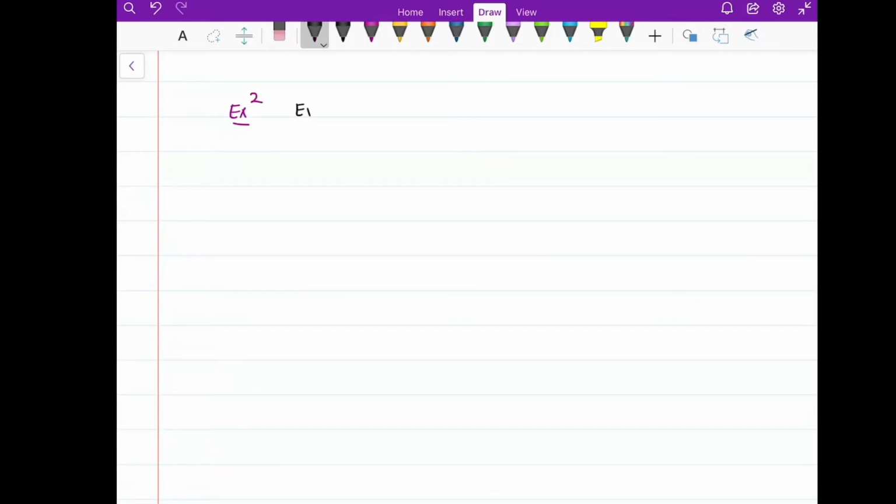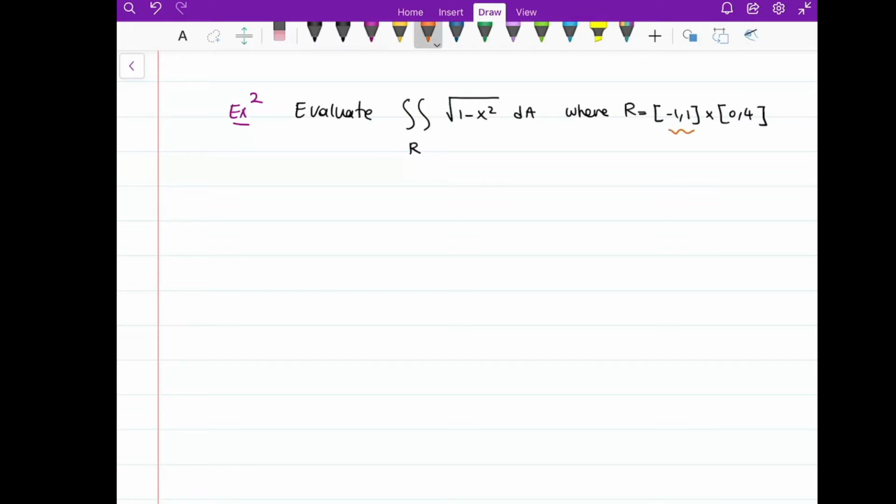Let me go to example 2. I would like to evaluate the double integral of the square root of 1 minus x squared dA over the region R, where the region R is [-1,1] cross [0,4]. You see, this is for the x-axis, this is actually for y. Okay, let me try to graph this one as well.